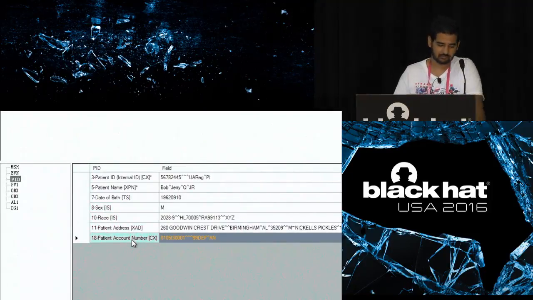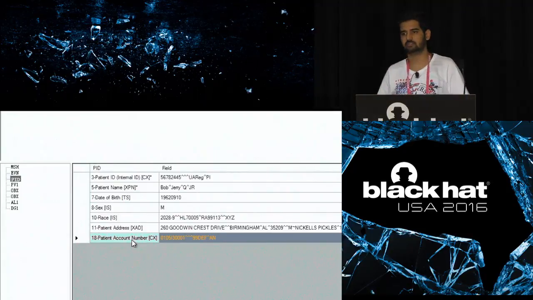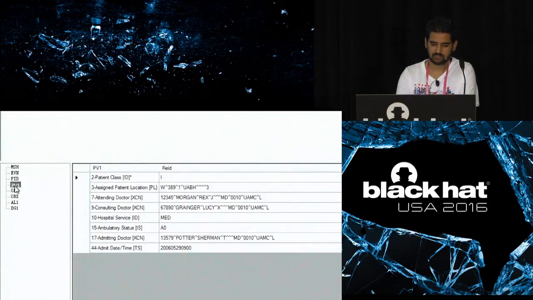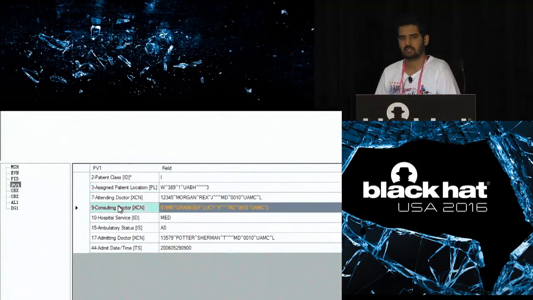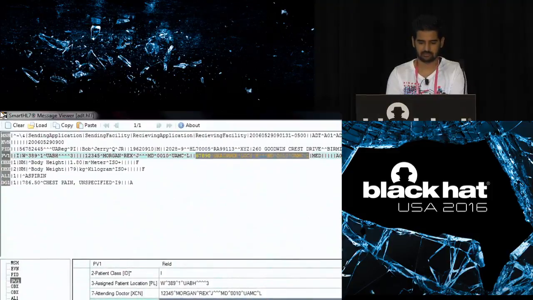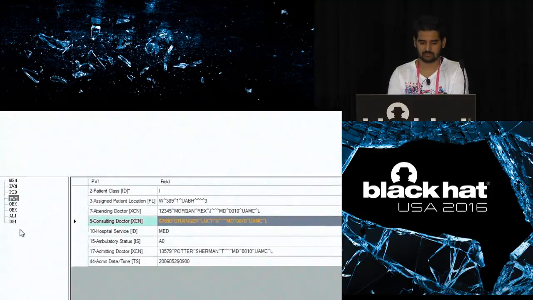So the reason why security researchers find it hard to pen test these messages is because we're not shown data in this way. All right. So if you look at the PV1 segment, this is all information that is there. And it really depends on the infrastructure that you're looking at, because there can be more information. On this particular message, all this information is there.